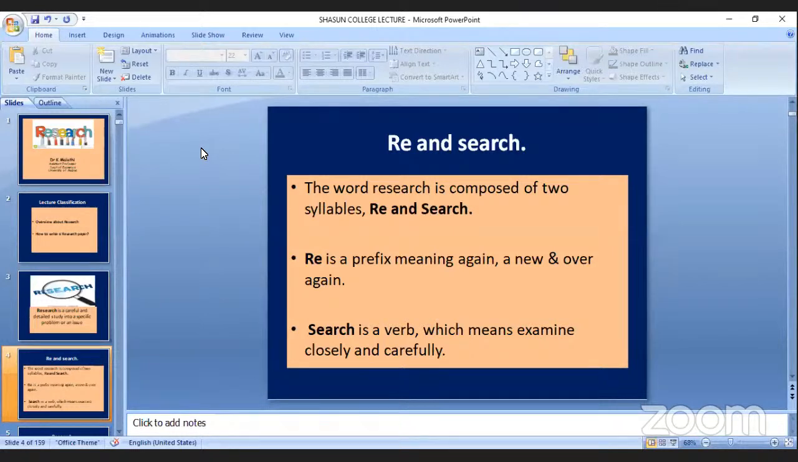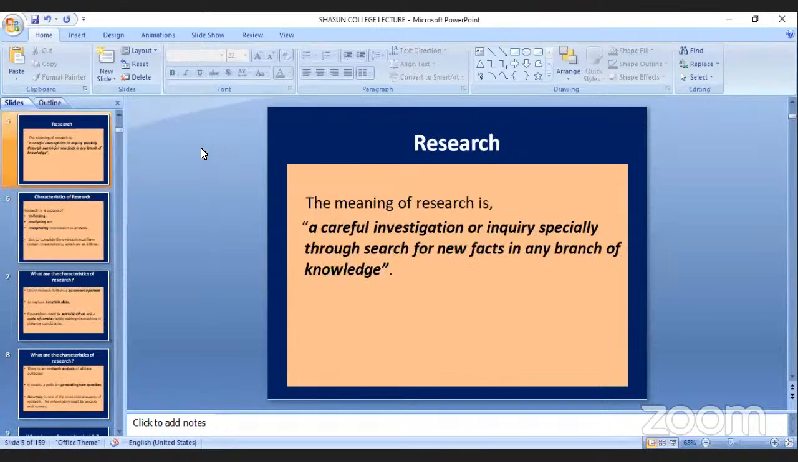So again, the exact meaning of research is a careful investigation you will do about finding new facts. See, you cannot do the same thing which has been undertaken by some other person. That will become a copied one, that will become plagiarism. So what you have to do is find out something new. Something new you will be finding out. That is what research is all about.